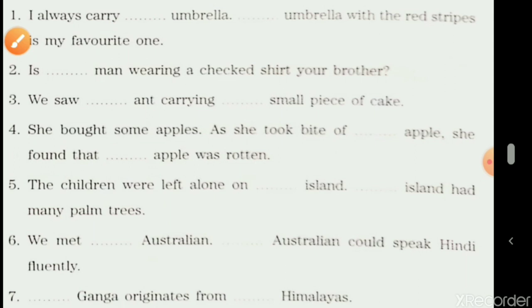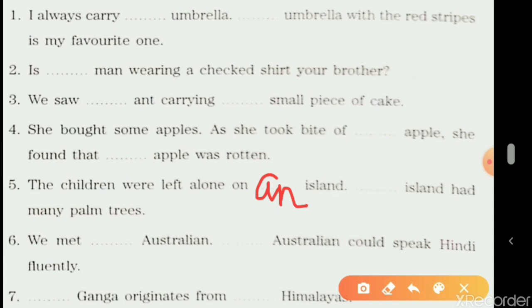Now, fifth, the children were left alone on an island. Here, we'll use an. Now again, island is repeated, so the island had many palm trees. Island has been repeated in the second sentence, so we'll be using the. And why capital T? Because it's coming after a full stop.